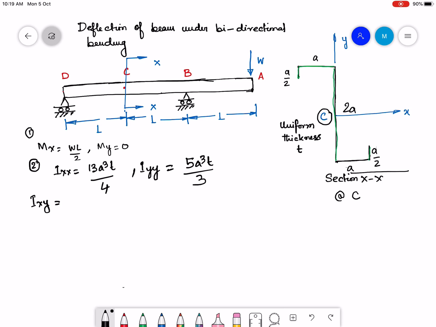So ixy for the middle portion is going to be 0 because it's passing through the centroidal axis. So I have to take ixy of the top and bottom portion. So let me take the top horizontal portion. So that is going to be at x is going to be minus a by 2, y is going to be a. And if I take the bottom portion, x is going to be a by 2 and y is going to be minus a. If I take the two small vertical portion, this is going to be a by 2 t, x is going to be minus a, y is going to be a minus a by 4.